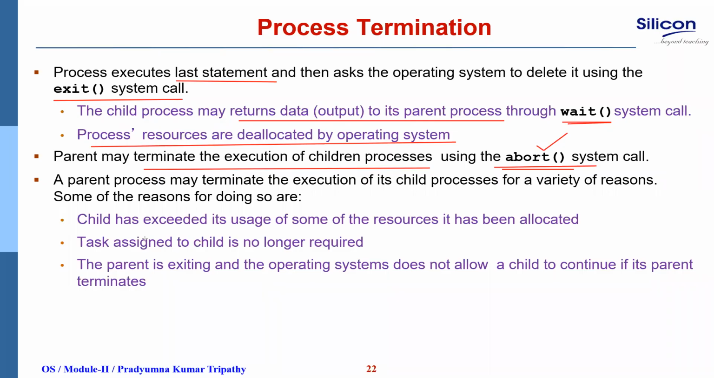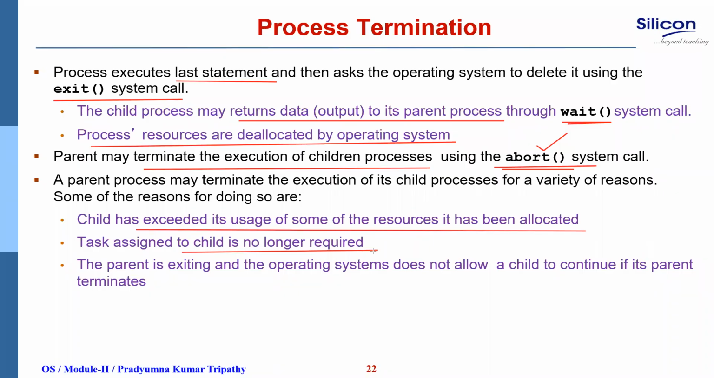First, the child has exceeded its use of some of the resources that have been allocated. Suppose the child process is allocated some resources, but it has exceeded the use of those. Then it has to be terminated. Second, the task assigned to the child is no longer required. I have assigned a task to the child to find some value within a range. My value I have got. So the child process is no longer required to execute. I will kill the child process.